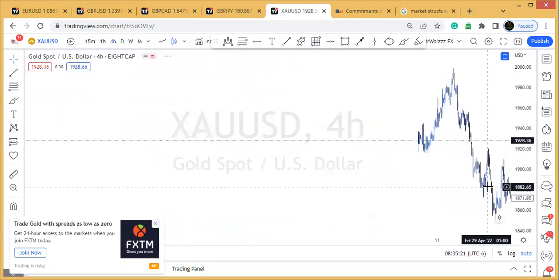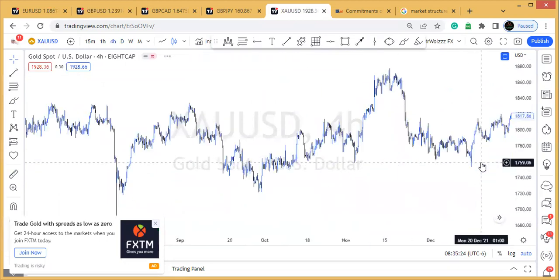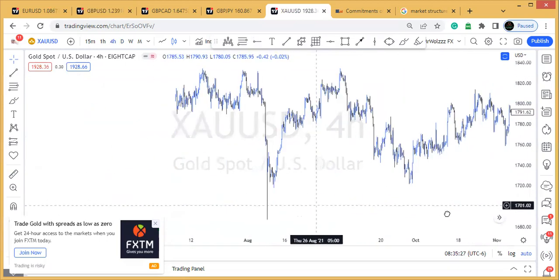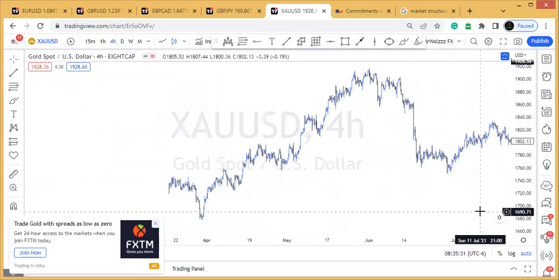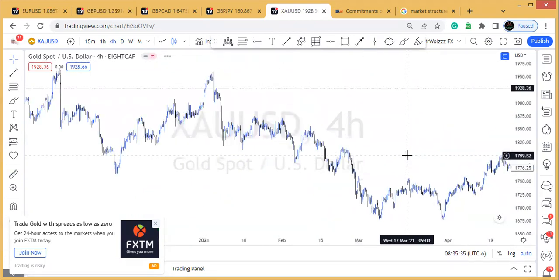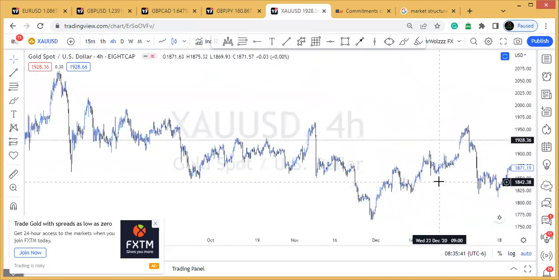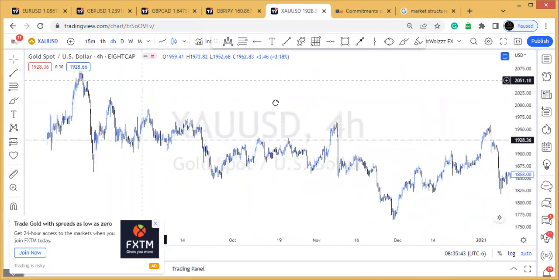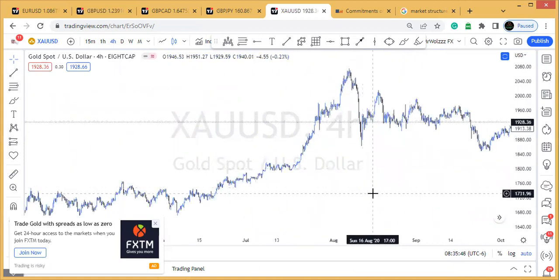There's a particular area I want to show you on gold. Where is it? There's something very interesting I saw on gold. Okay, I can't find it again, but let me make do with what I have here. Okay, this is gold.